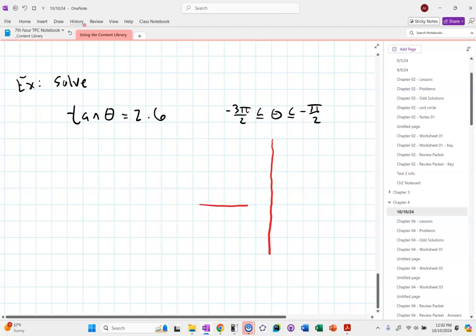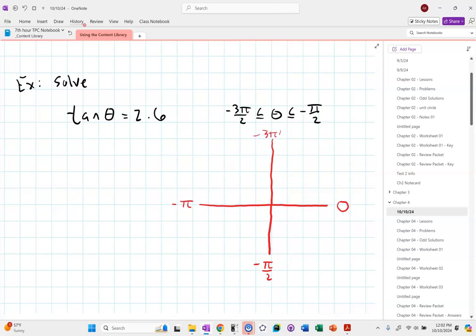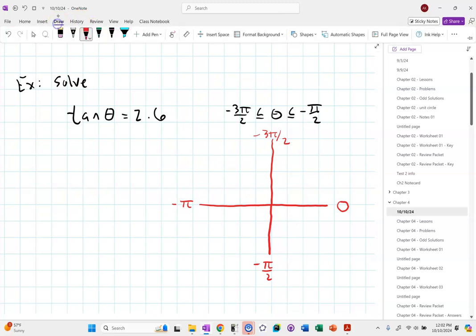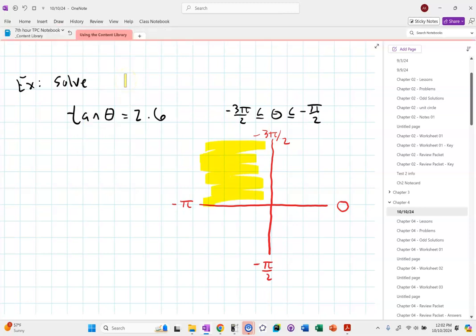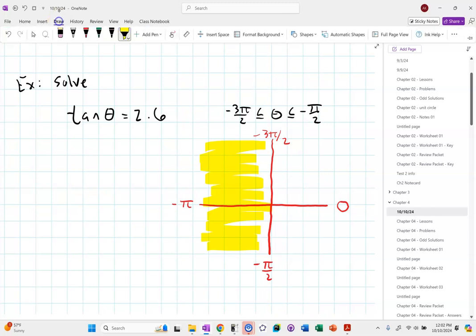Everything else is going to go exactly the same, but because my answer is negative, when I count, which way am I going to be counting? Clockwise. So between negative 3 pi over 2 and negative pi over 2 is quadrants 2 and 3. So far, so good.